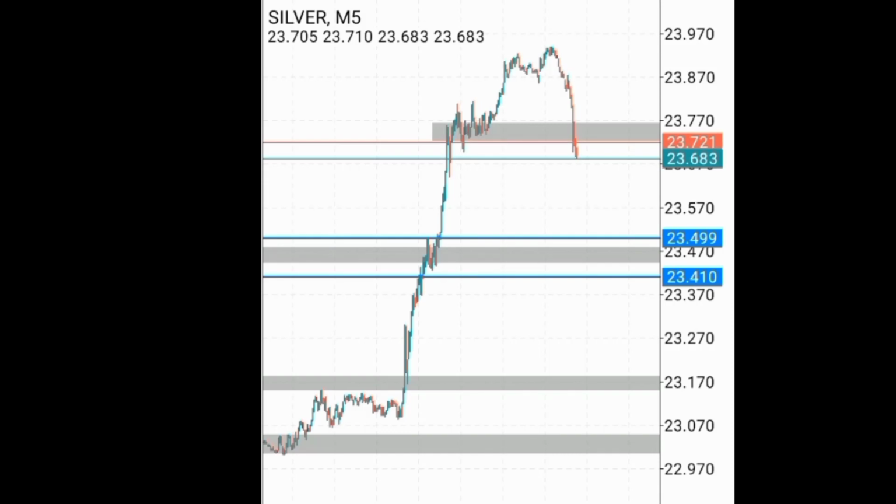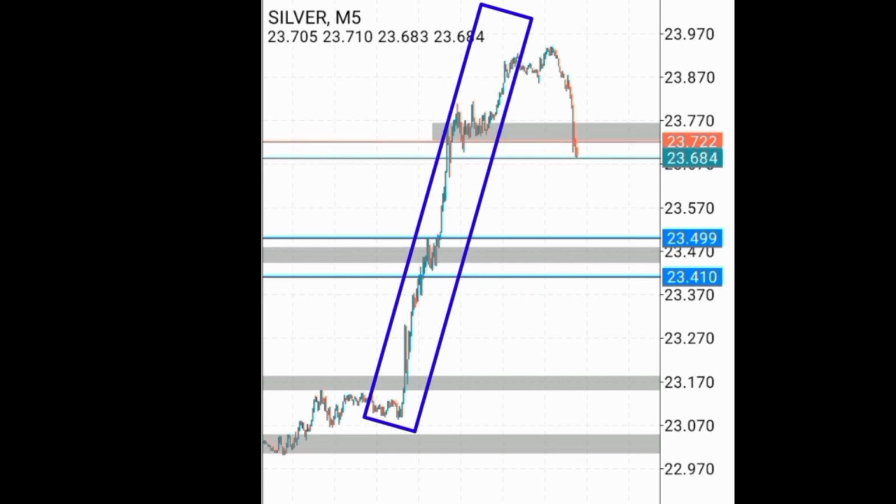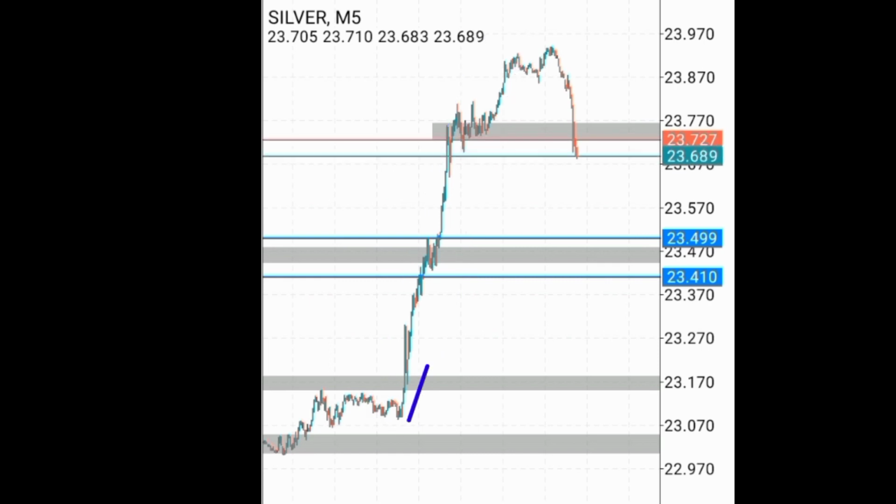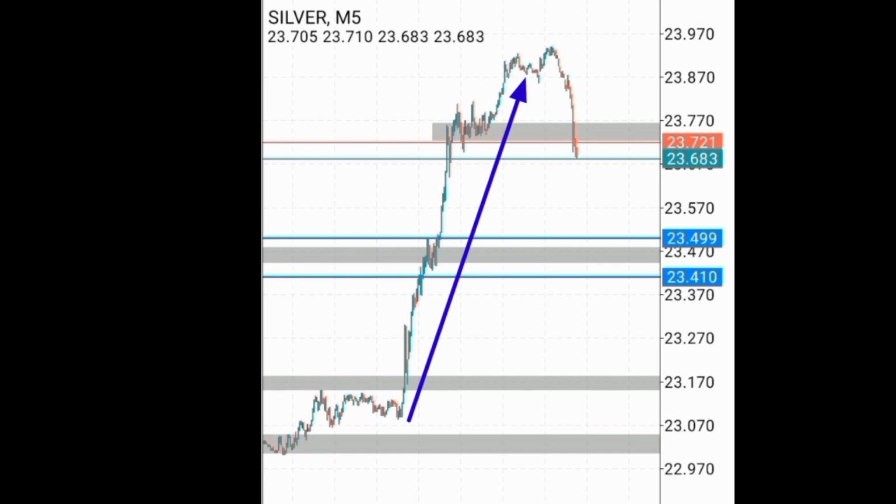This is the 5 minute trading strategy that helps me make some cool money in the forex market. So first thing you need to do is to identify a strong trend. Here we saw that there was a massive upward trend from this point to this point. So whenever such a trend is created, there's always room for some pullbacks.